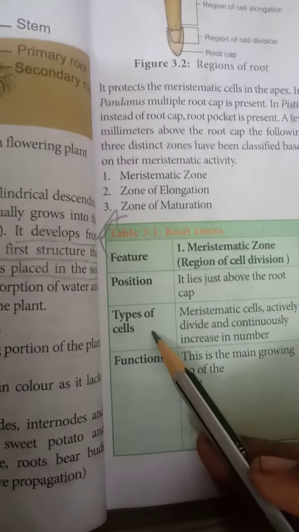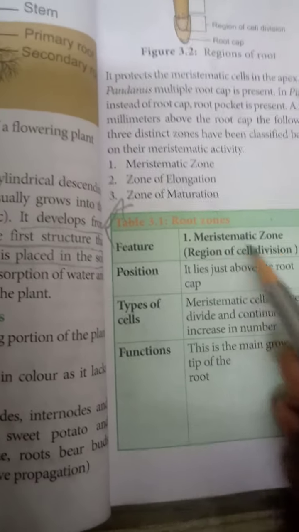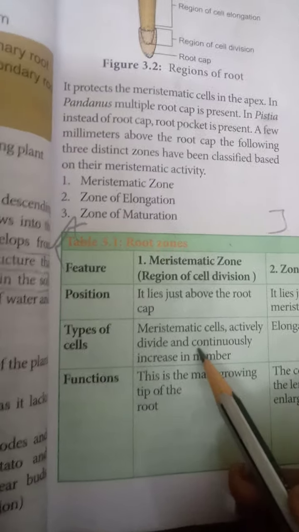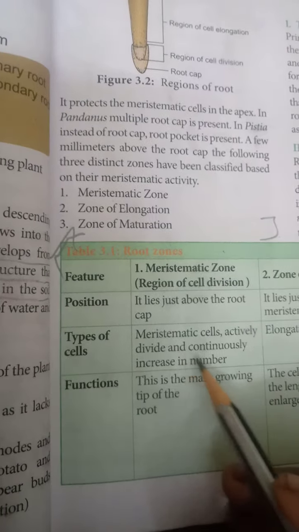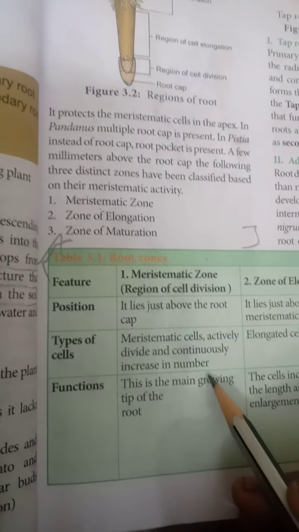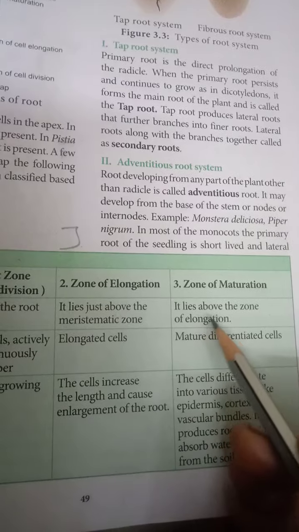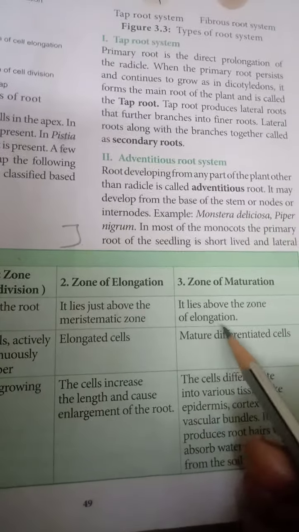Types of cells. In the meristematic zone, meristematic cells actively divide and continuously increase in number. In the zone of elongation, the cells are elongated. The zone of maturation lies above the zone of elongation.